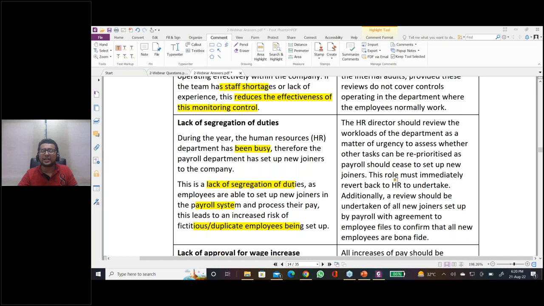So there is a lack of segregation of duty between the HR and payroll. The HR director should review the workload of the department and prioritize things. For example, the recruitment of new employees is more important, so they should prioritize. Additionally, they may consider recruiting more employees for the HR department if it is under significant workload or under resourced.